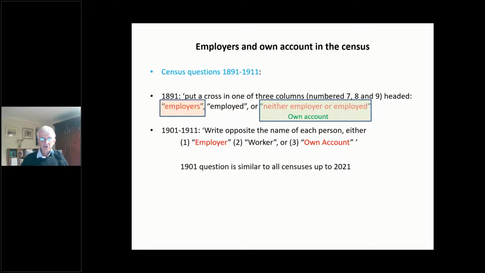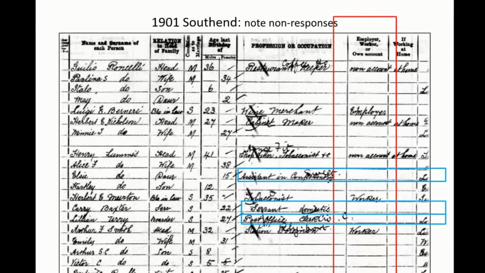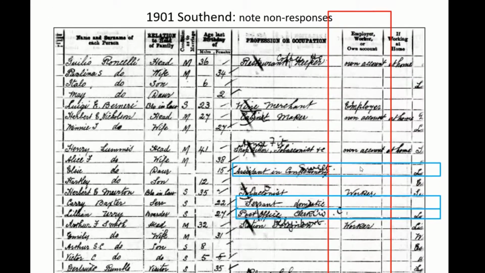What does it actually look like? You'll be familiar with a lot of these things. I'm sure you've already seen this. This is a 1901 census page for Southend. And notice the column here, which is clear. You can see the own accounts, the employers, the workers down the page. However, you can also see some of the problems.